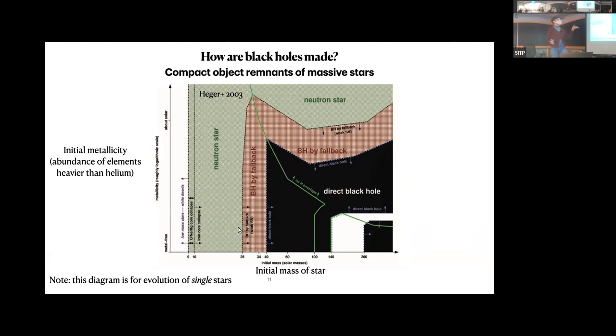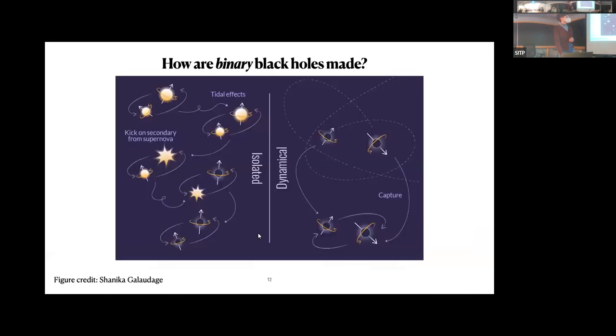But these are all things that we're trying to understand. So this diagram is extremely uncertain, and that's one of the things that we're trying to understand by now observing this big sample of these stellar mass black holes. The other thing that we want to understand is, all of the black holes that we're observing in gravitational waves come in pairs. So we want to understand, how are binary black holes made? How is the universe getting black holes to be in binary systems?